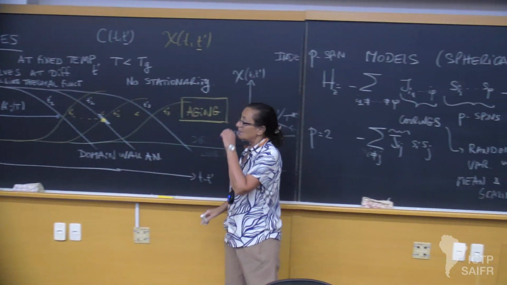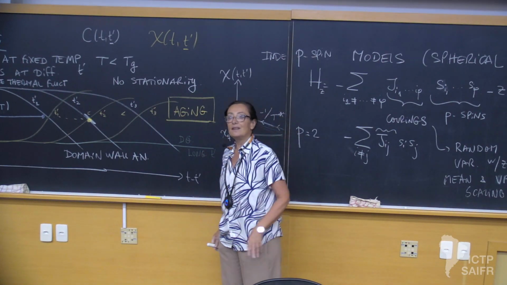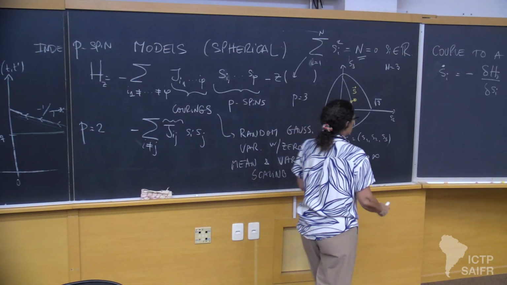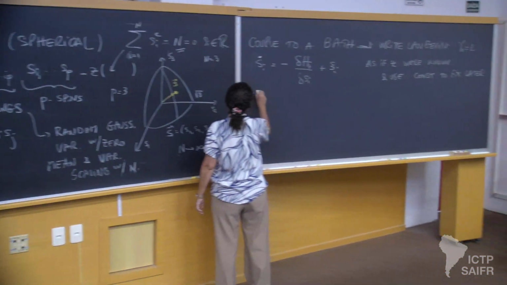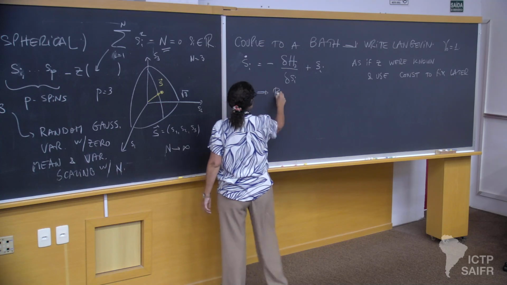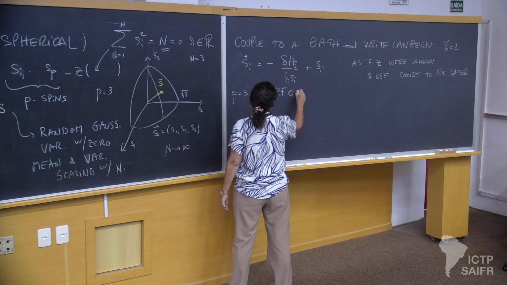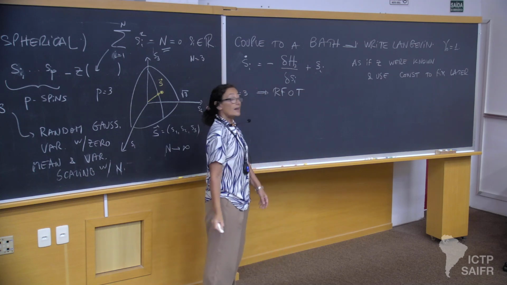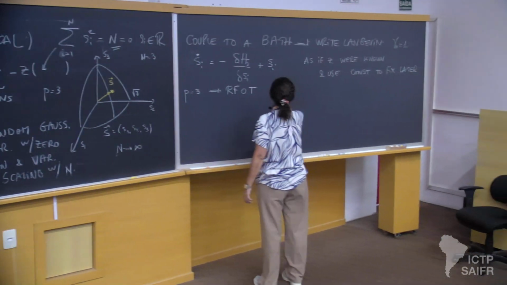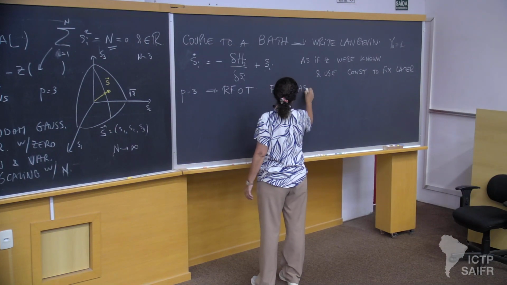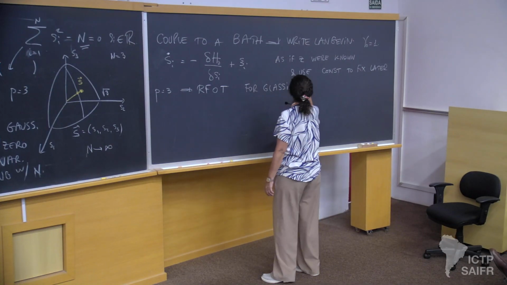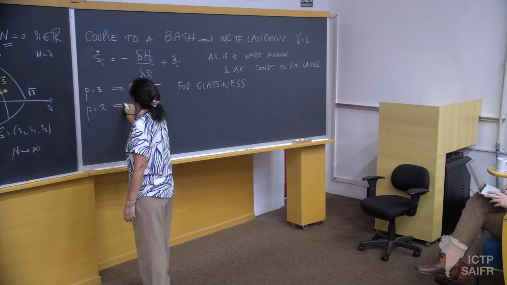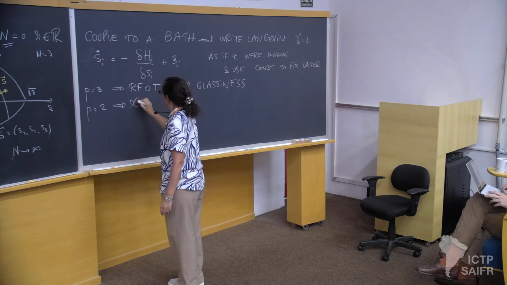I'm not going to do it because it would be too long. I don't have the time. But what I want you to know is that if p is equal to 3, you get this random first order transition for glassiness, while if you take p equals 2, you get domain growth.